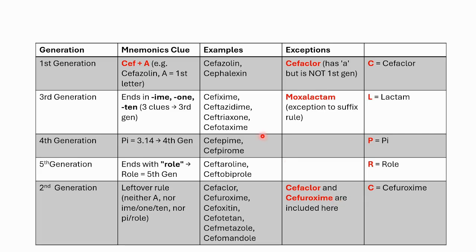So be very clear in this. Now coming to fourth generation, 3.14 ends with a 4, so anything that has a pi in it falls in fourth generation.